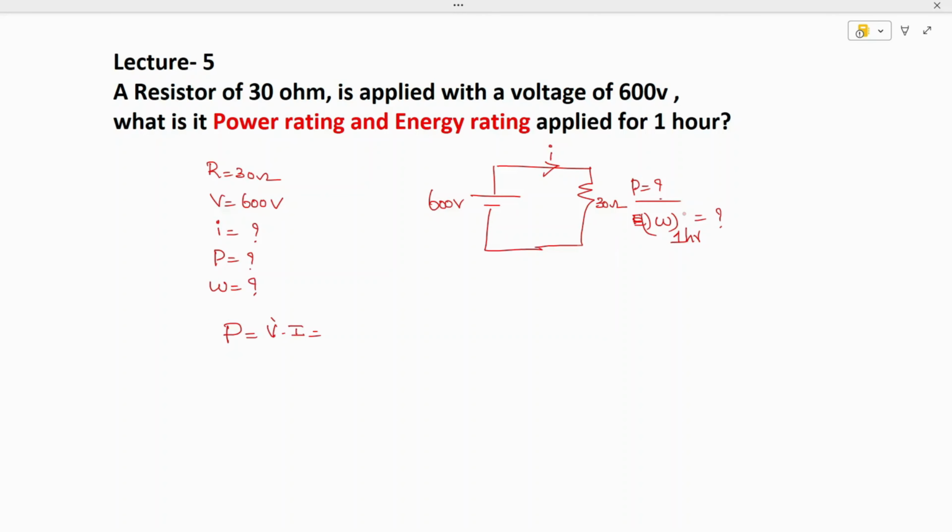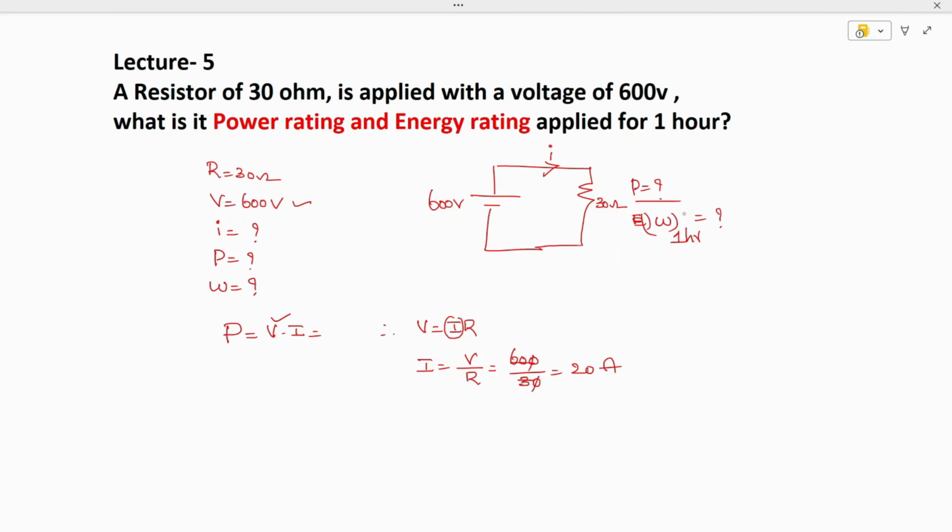So here what is given? Voltage is given, but I is not given. So in order to find the value of I, we have the formula as per Ohm's law, V is equal to I into R. So we require the value of I. Therefore the value of I is equal to V by R. The value of V given in the question is 600 divided by R. R value is how much? 30. So 0 will get cancelled. 3 ones are 3, 3 twos are 6. So you are going to get a current of 20 amperes.